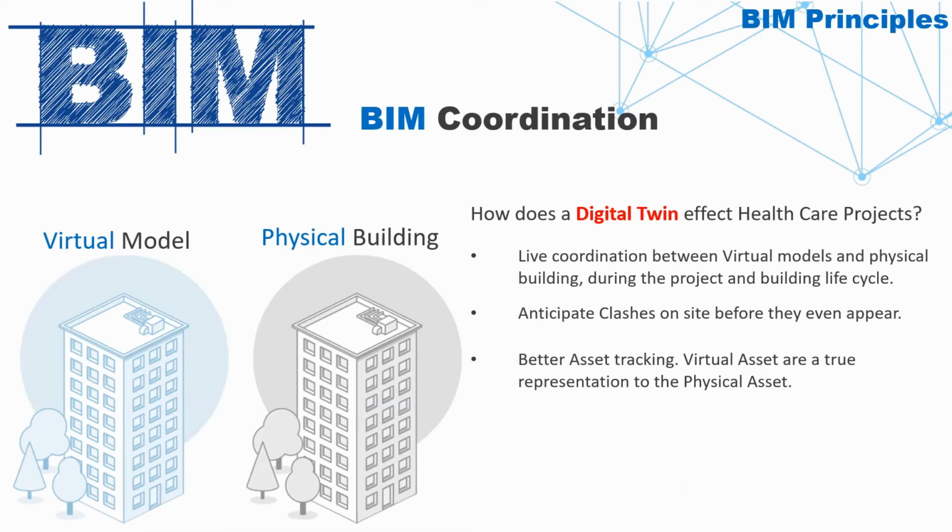If I have a chiller plant room on the roof at this point, it should be in the exact same point in the physical building. So this helps us monitor and track our assets a lot better, especially when we hand over information. We work together to create the virtual model. We allow it to do more for us within the project. So that would be our BIM coordination.